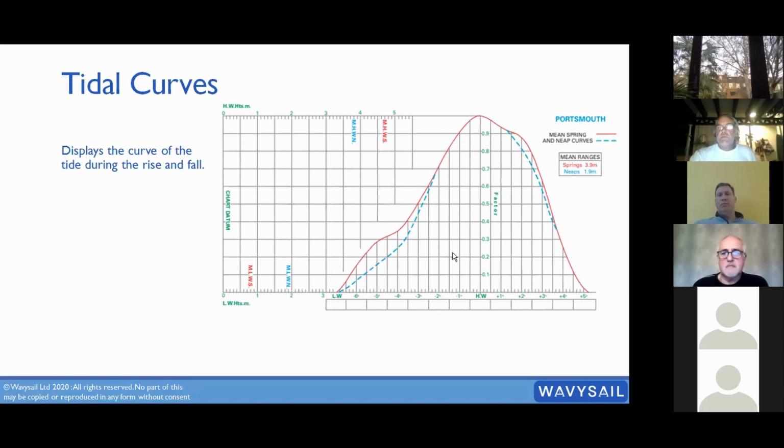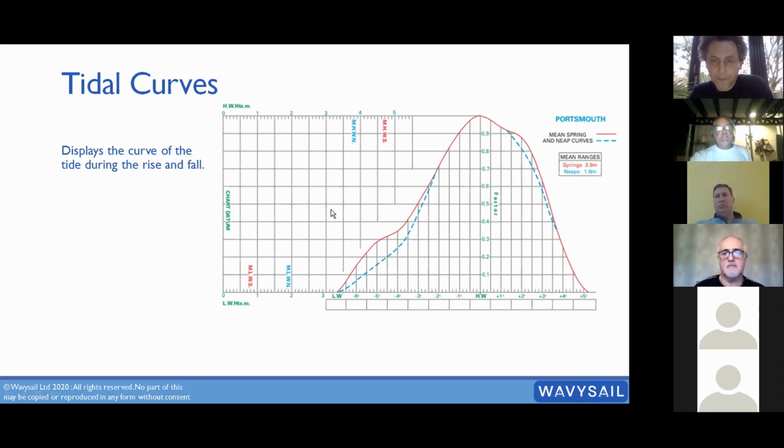So the next thing this tells me, the red line, top right here, is your springs. That's your mean springs. It's your average springs. That's what the red line shows me. The dotted blue one shows me what the tide does in neaps. So in neaps, it's far calmer. It doesn't have this whole jump and doesn't have that little jump there either. So it's a much smoother curve in neaps. So this is how they record all these tides coming in and out.